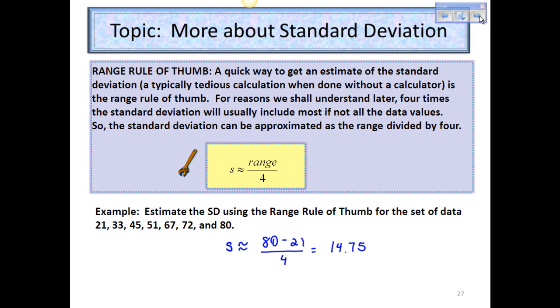And just like you'd round standard deviation to one more decimal place than the original data set, that would be 14.8. So if they say use the range rule of thumb to find the standard deviation, that's just the range divided by 4.